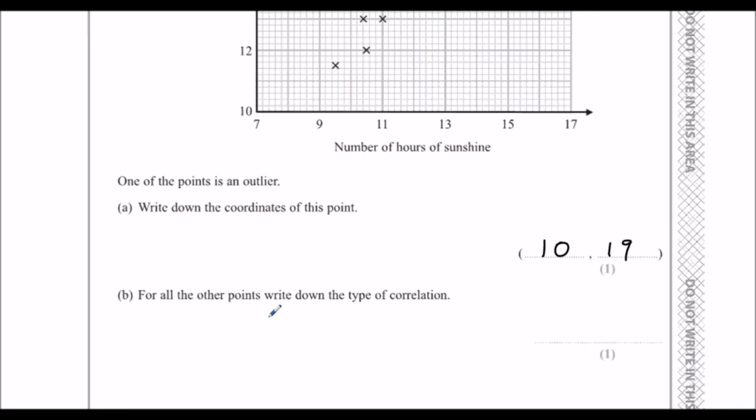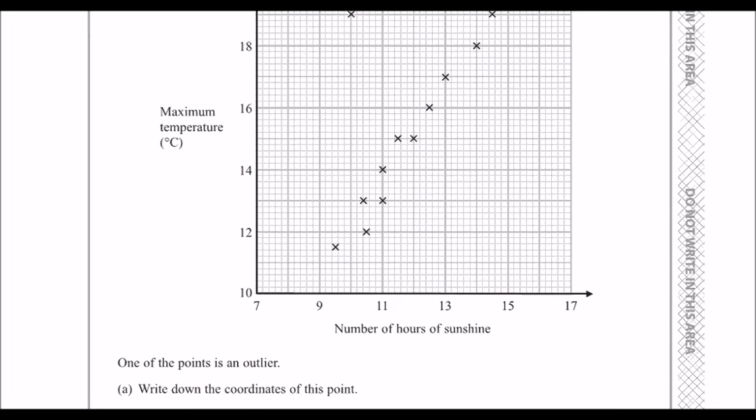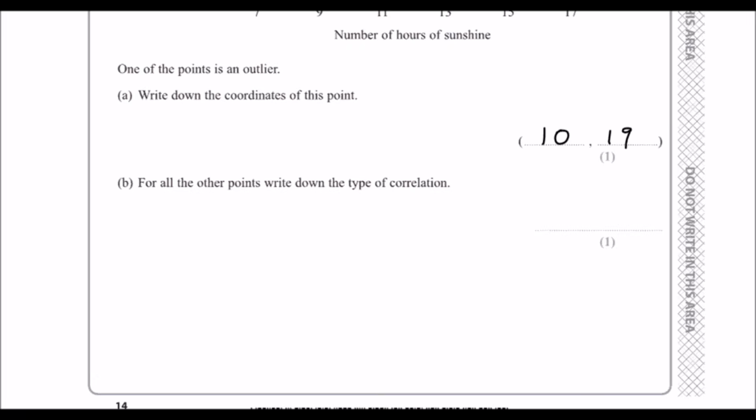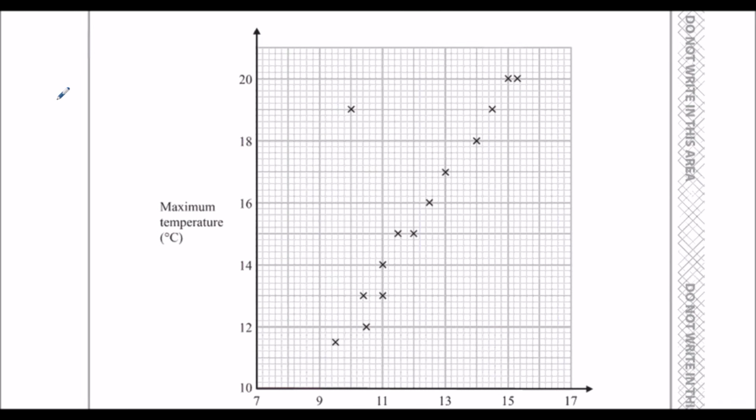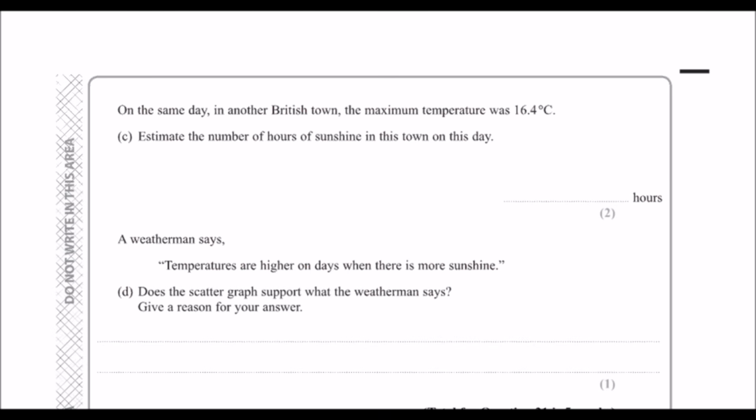For all of the other points, write down the type of correlation. So it's going up, that makes it a positive correlation. Positive correlation. As this one increases, as the sunshine increases, maximum temperature also increases. So as this goes up, that's called a positive correlation.